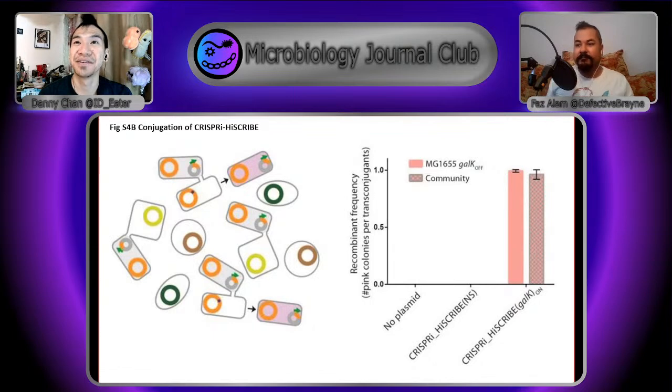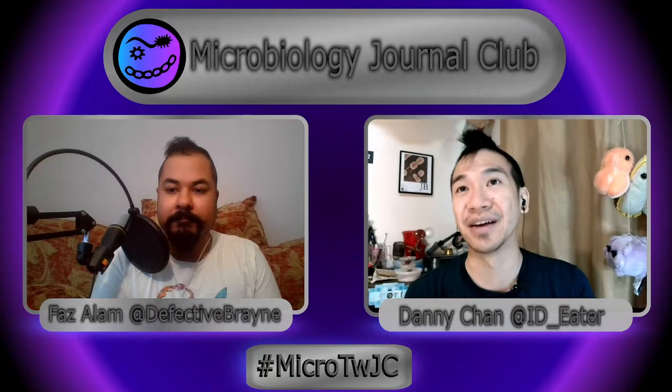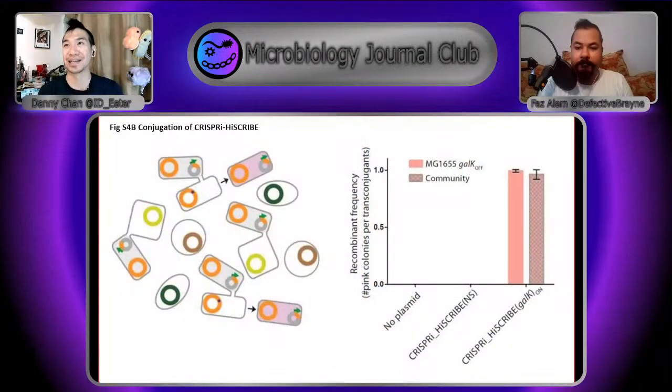I find this interesting because this is going to set up their next figures as well. Conjugation requires these bacterial cells to be close to each other. They have to be spatially in the same area. That was true for the virus as well, but we weren't really studying the virus per se. The virus was just a way to get things in.